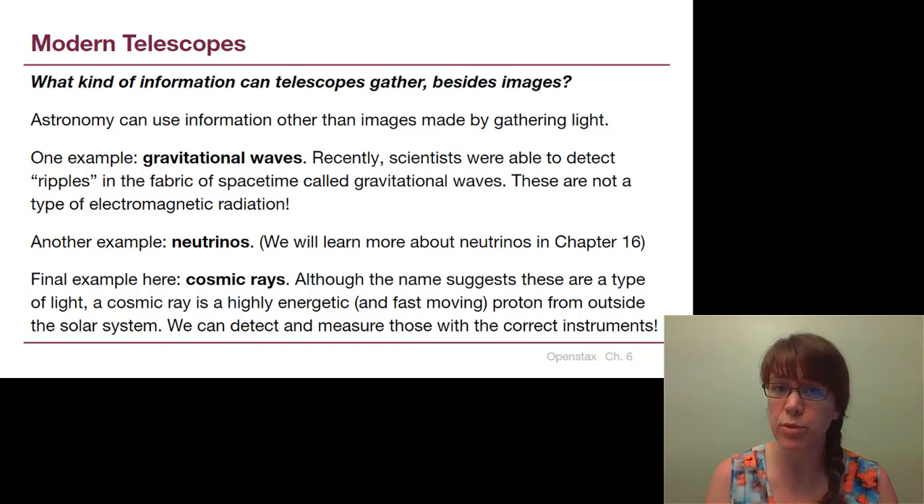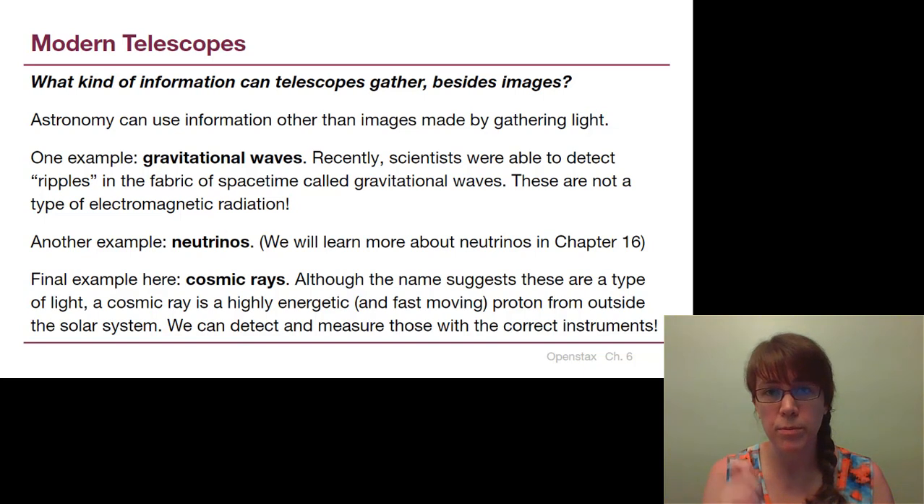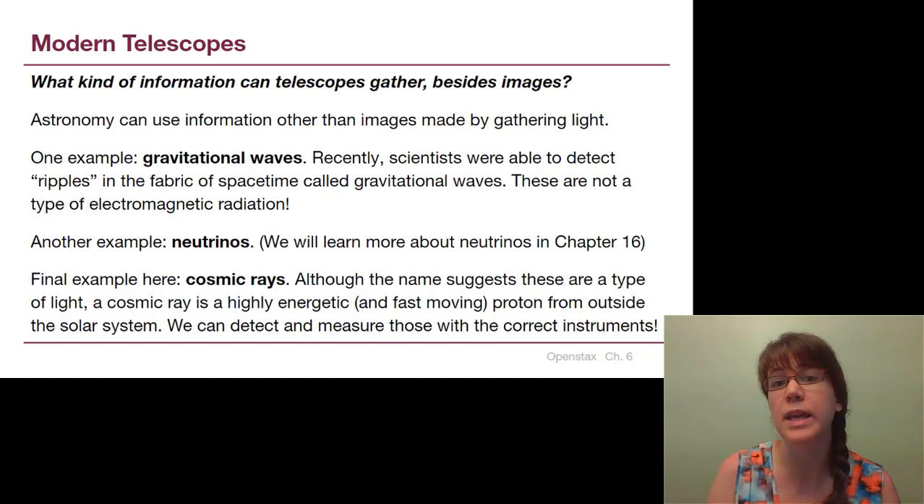And then the final example that I want to mention here, because there's not a better place for it, is that cosmic rays are also not part of the electromagnetic spectrum. Cosmic rays are actually very high energy, fast-moving protons that typically come from outside the solar system, and they can be detected in different ways with the right kinds of instruments.